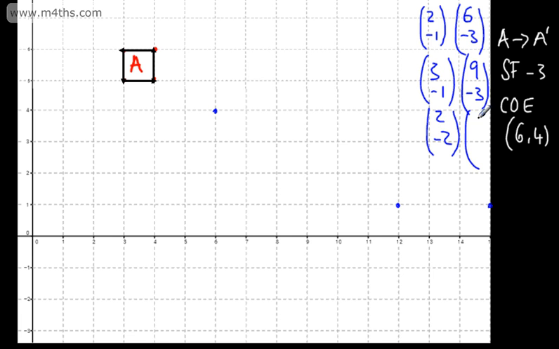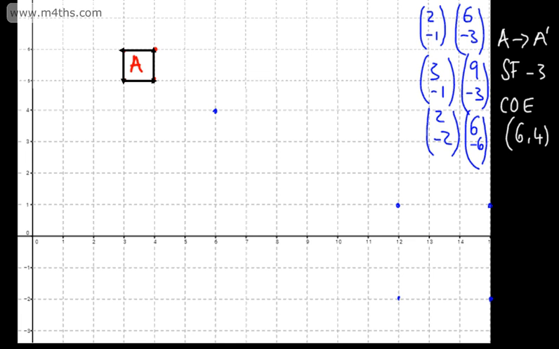So we're going to get 6, negative 6. So if we think about it, there's our 6. Negative 6 is going to take me down to this point right here. So let's go down with that one, and that'll be just there. And then finally, we can just draw on the other one.